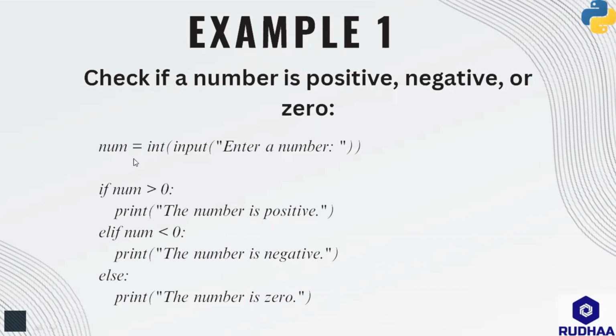If I am giving the number as 0, it will check the first condition, 0 greater than 0, false. Then it will go to the next block. 0 less than 0, that is also false. It will go to the next block, else. So if these two statements are not true, automatically this will be printed: the number is 0. This statement is false and this statement is also false, so automatically this statement will be printed as the output. So this is one example for the conditional statement.